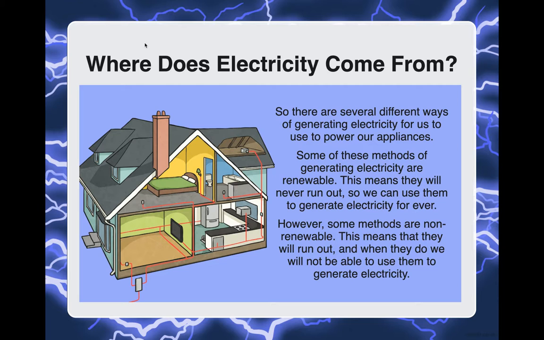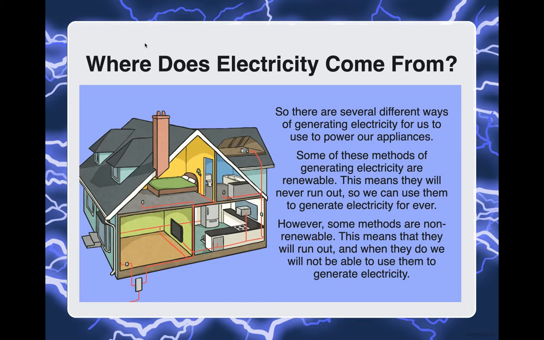So where does electricity come from? There are several different ways to generate electricity for us to use to power our appliances. Some of the methods of generating electricity are renewable, meaning they will constantly regenerate. They will come again. This means that they will never run out and we can use them to generate electricity forever. However, some methods are non-renewable.